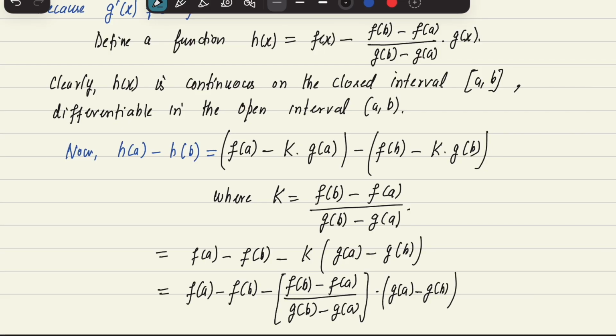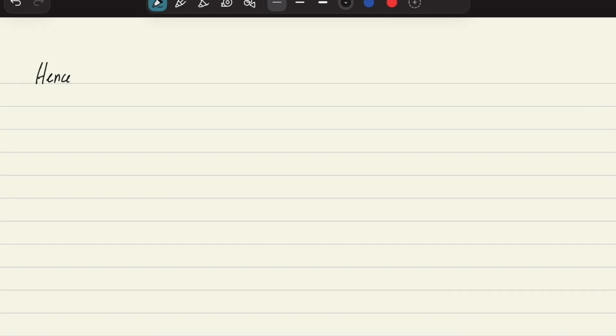Now we can clearly see we can cancel out this g of b minus g of a, and this minus becomes plus, and then finally f of a minus f of a is cancelled, and f of b and positive f of b is also cancelled, so this whole thing becomes 0. Therefore we have seen that h of a minus h of b is equal to 0. So therefore we conclude, so hence h of a is equal to h of b.